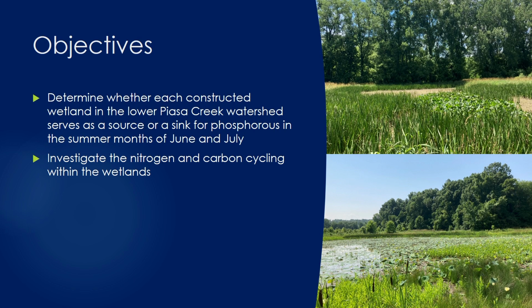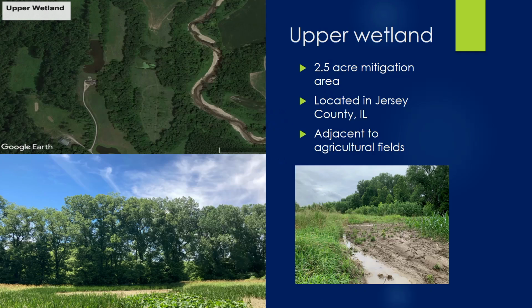In this particular project, we were interested in two constructed or man-made wetlands in the Piasa Creek Watershed, which is part of the greater Mississippi River watershed. And our objectives were to determine whether these wetlands served as a sink or a source for phosphorus in the summer months of June and July, so whether they were contributing phosphorus to the environment or removing phosphorus. And additional objectives were to investigate the nitrogen and carbon cycling within these wetlands.